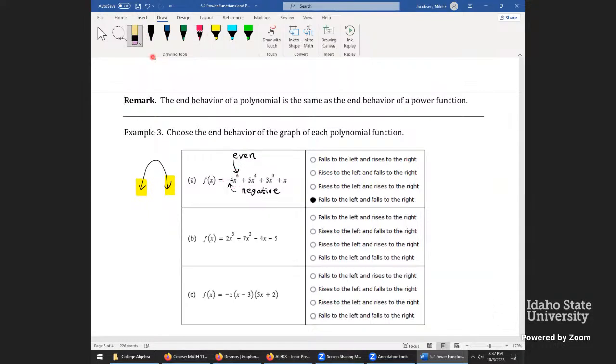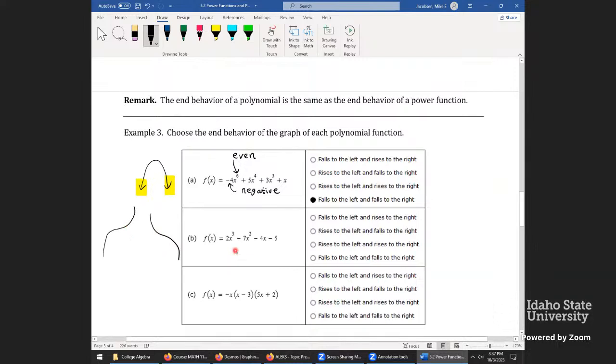Oh, trying to erase that. So let's try this again. On this one, f of x equals 2x cubed. Well, the graph this time is either this one here or this one here. Anyone recall which one it should be? The first version or the second version?